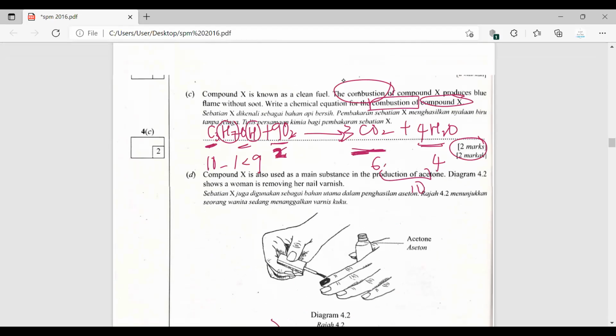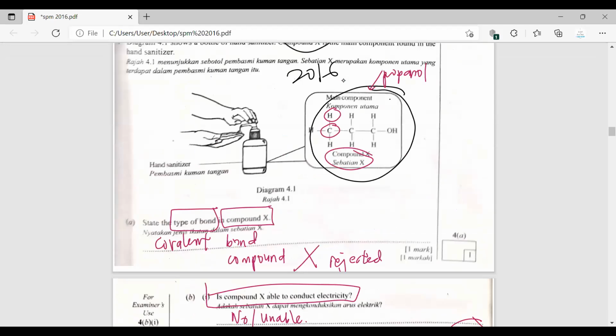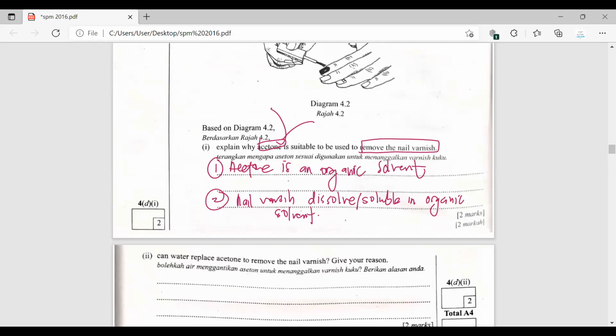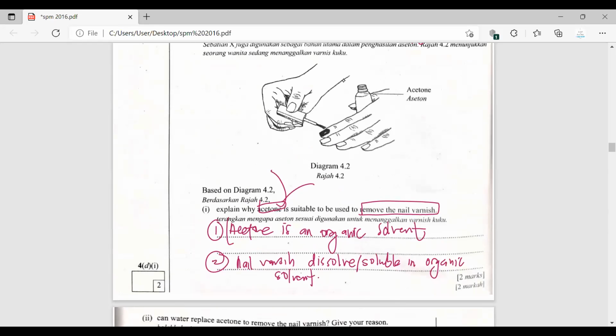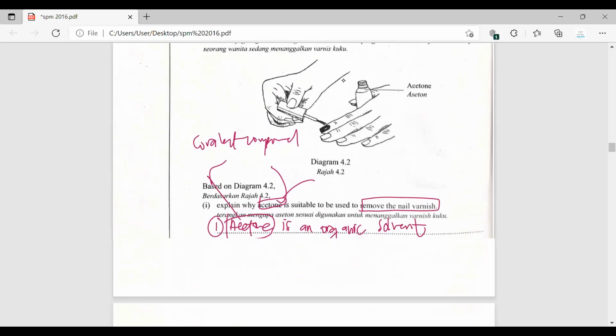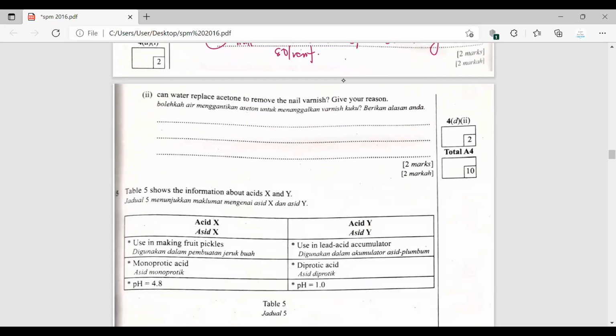Yes, sir. Okay, so my nail varnish here is actually my organic compound, or my covalent compound. And did it tell me that it's a covalent compound? Let me check. Okay, they didn't say, never mind. All right, now, next question.